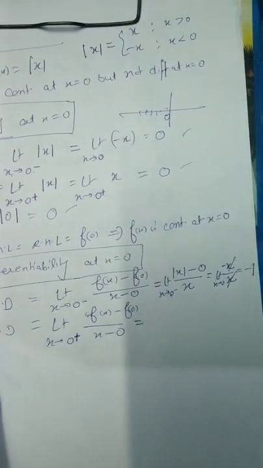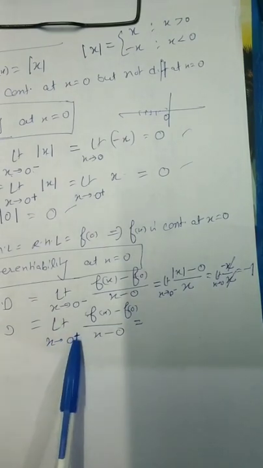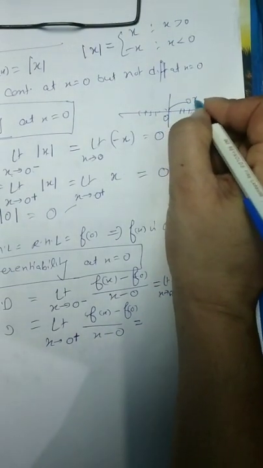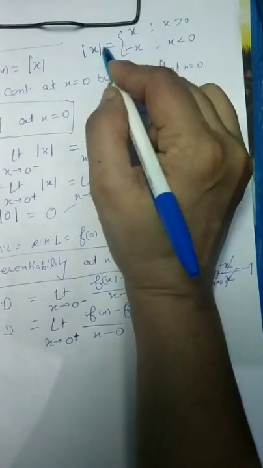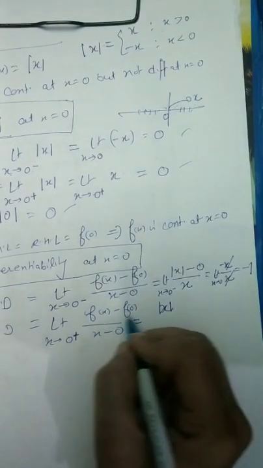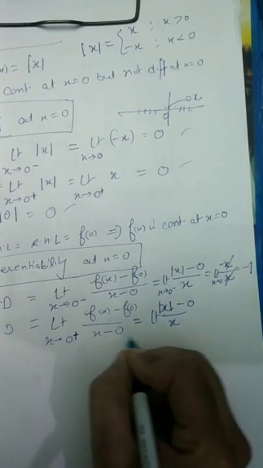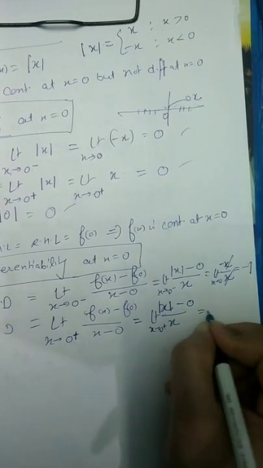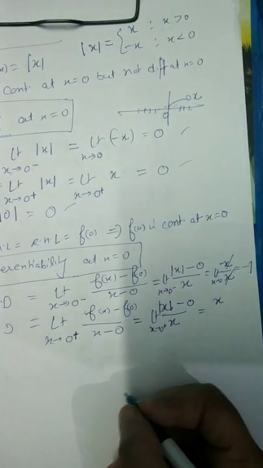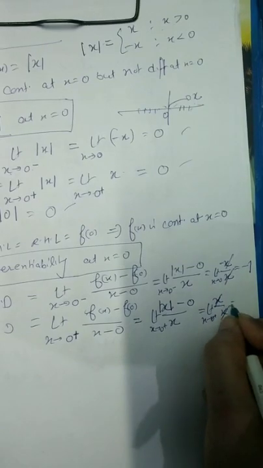On the other hand, on the right hand side, we have 0 plus, x approaches 0 from right hand side. If x is on the right hand side, x is greater than 0. If x is greater than 0, then mod of x is x. First of all, we put f(x) as mod of x, f(0) is 0 and denominator is x, and limit x approaches 0 plus. Now we can put mod of x as x because x is positive. So x upon x, limit x approaches 0 plus. x cancels with x, we get 1.